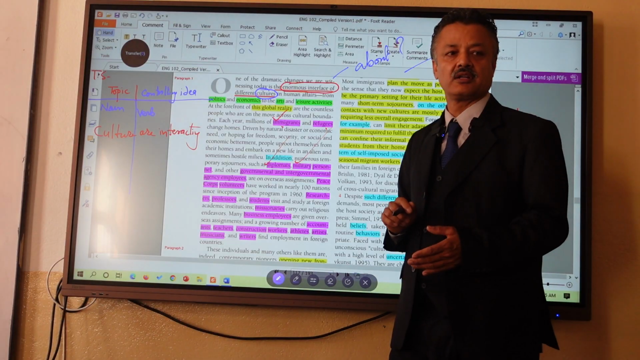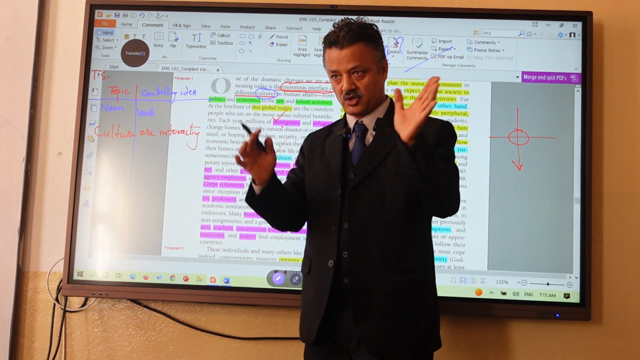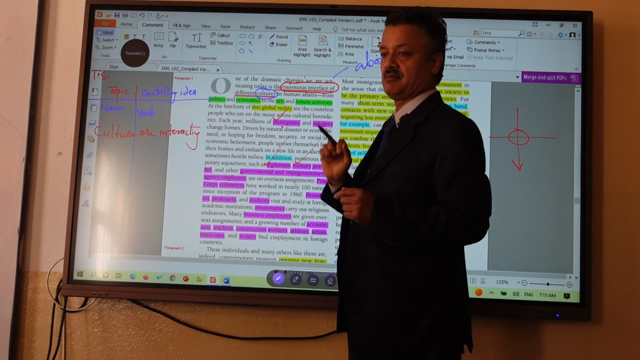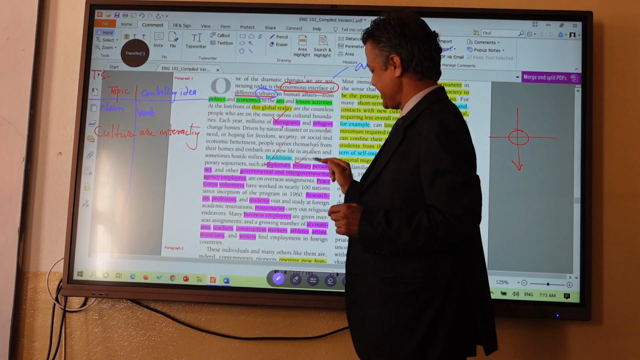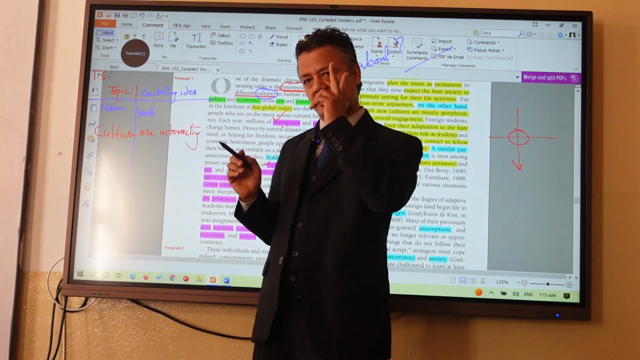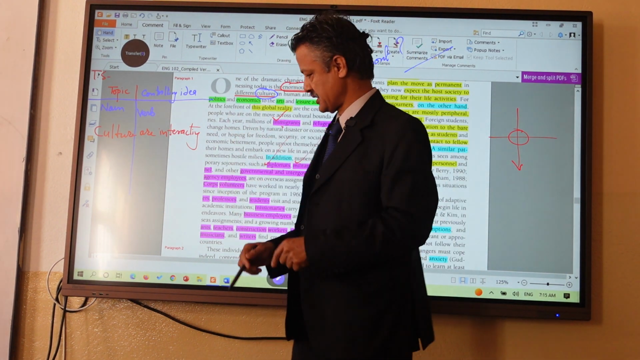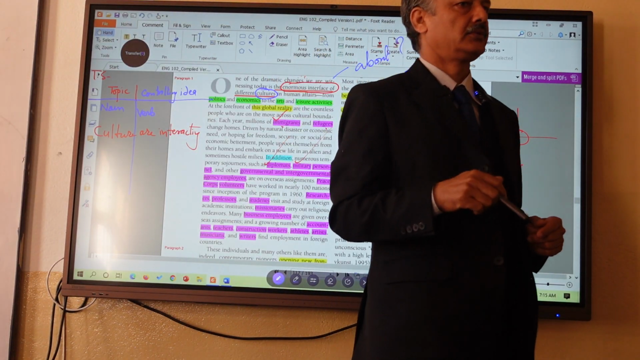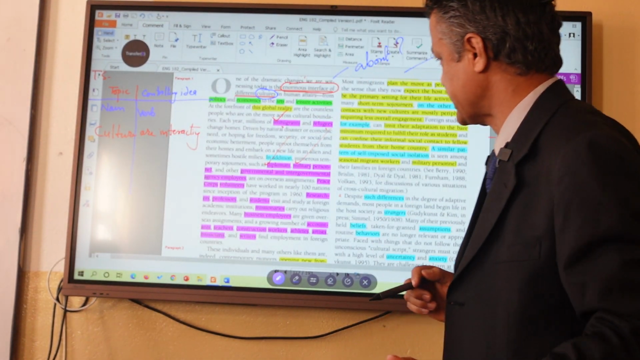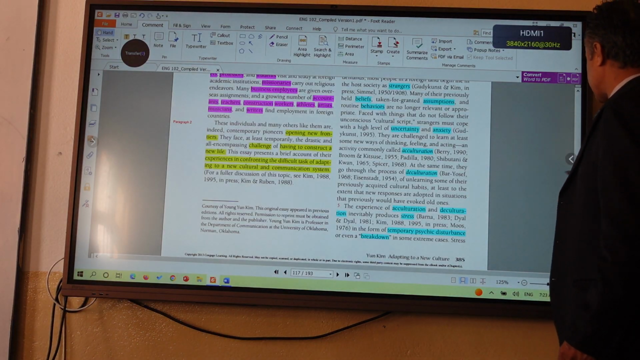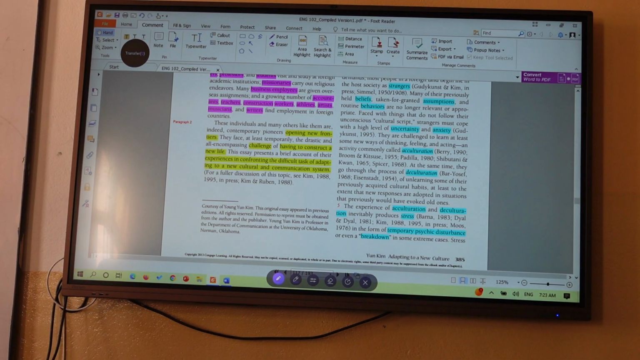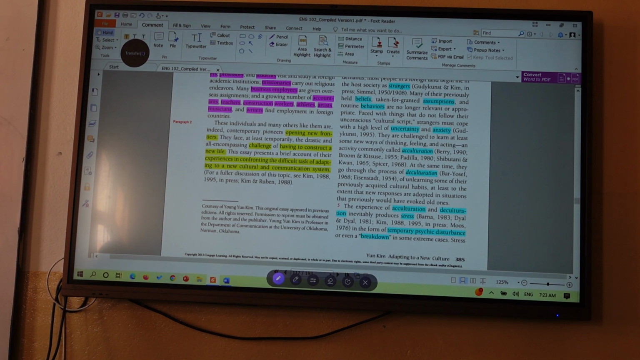See the example. Now your job, if you are a good reader, is to locate the topic sentence and main idea, and then see if the details support the main idea. Now I'll give you 5 minutes. Do the same thing for the second paragraph. Read the second paragraph and locate the main idea.